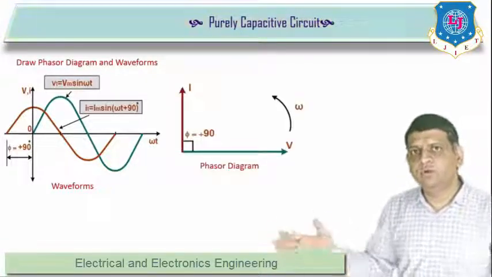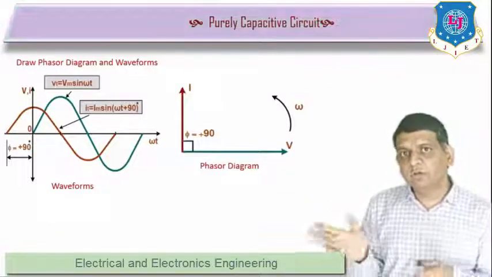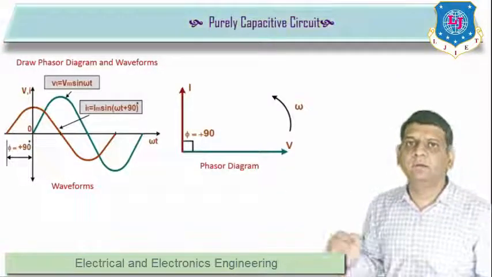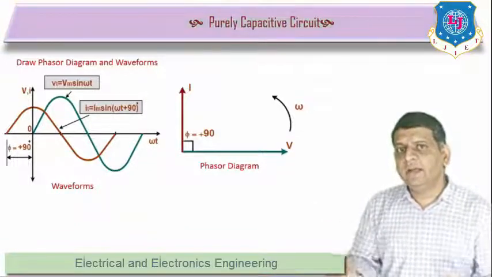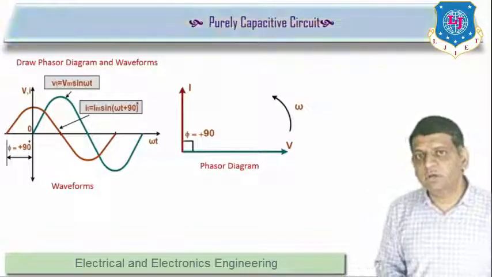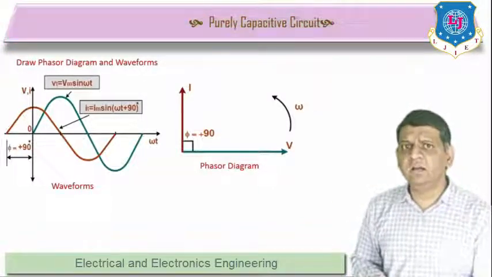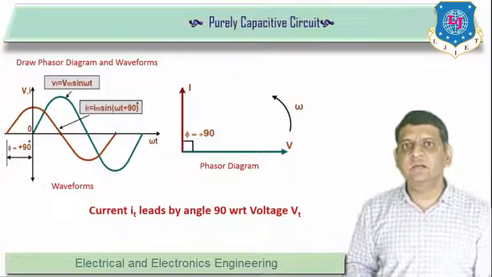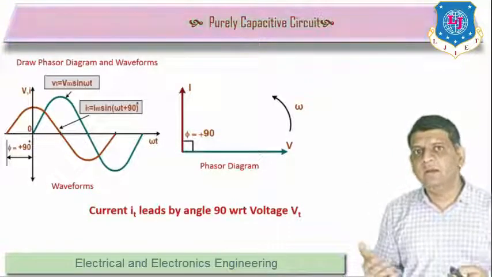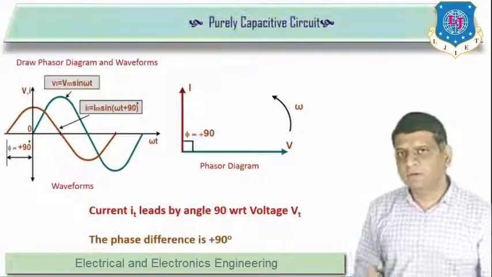Same thing if you can observe using the phasor diagram, when voltage starts at the angle 0, but before that current is already started at plus 90 angle, where these two vectors voltage and current are moving in an anti-clockwise direction with the same angular velocity. So here current is always ahead of angle 90 with respect to voltage V. So you can see here current IT leads by angle 90 with respect to voltage Vt, right? So here the phase difference is plus 90.